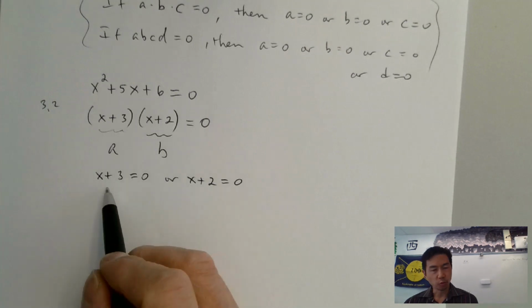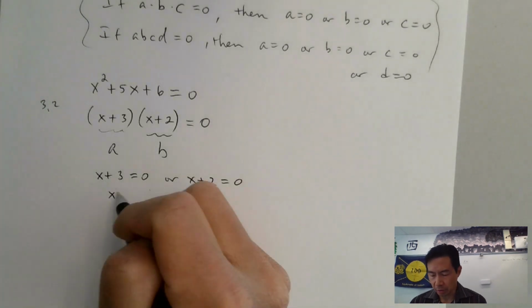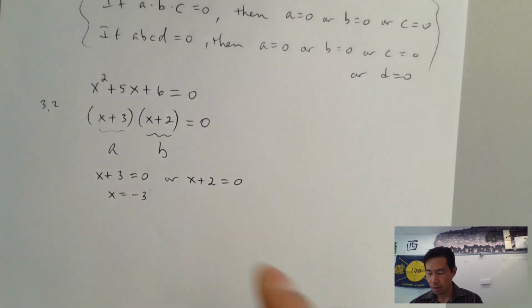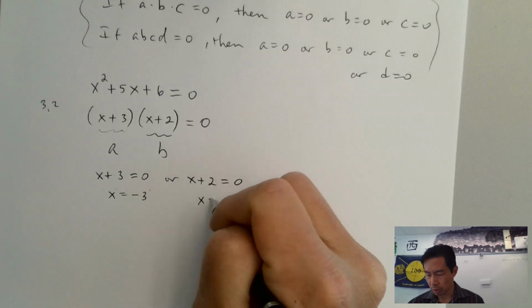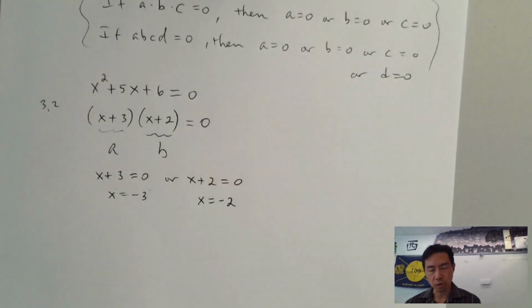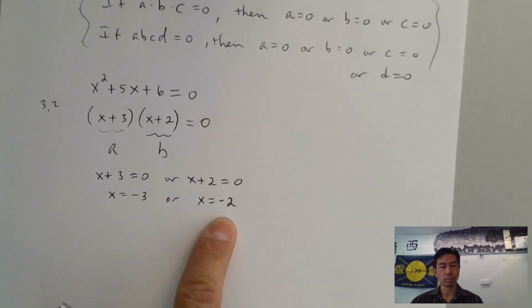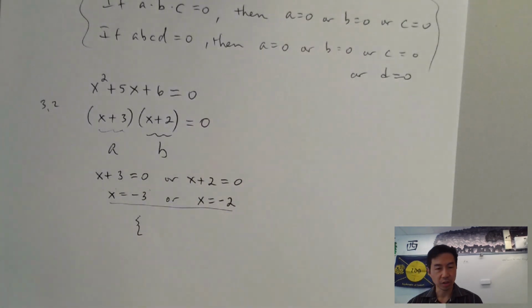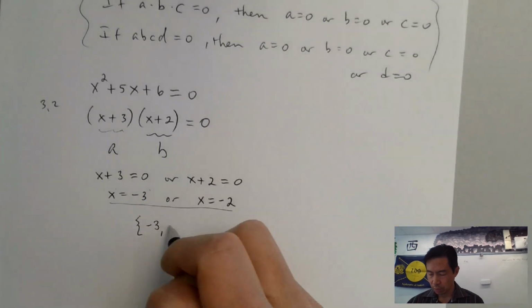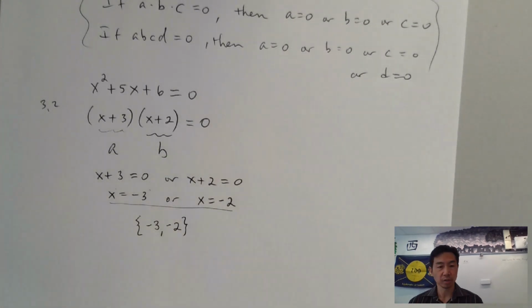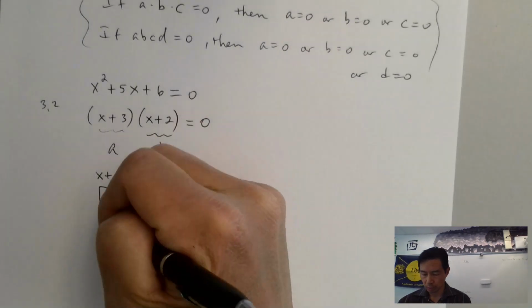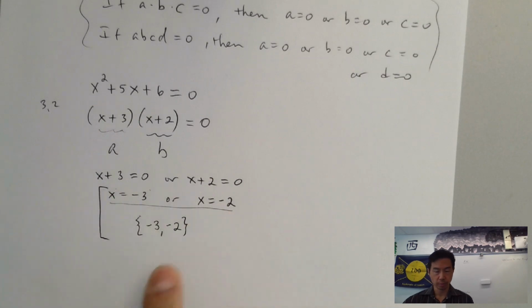Okay, so if x plus 3 equals 0, then x must equal negative 3. We just solved this equation independently. And if x plus 2 equals 0, then x is negative 2. So there are two solutions for x here, negative 3 or negative 2. You can write your answer like this, or you can write it as a set, negative 3 comma negative 2 in curly braces, like we did way back in Unit 1, set theory. So you can write it either way.